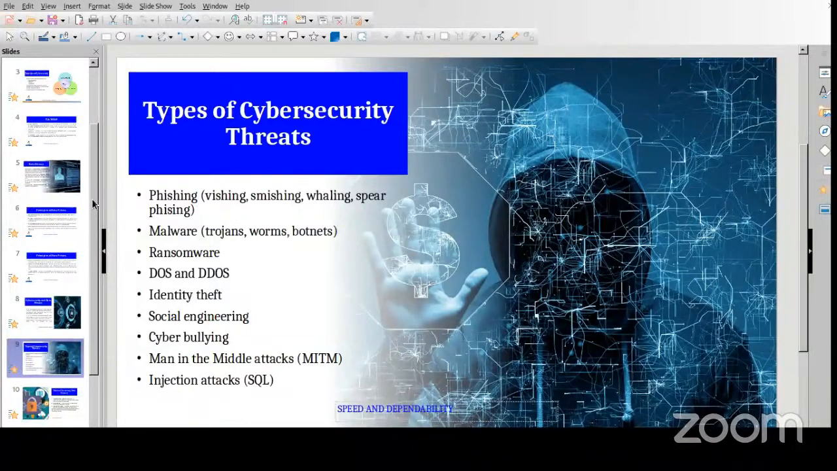So these are some of the things you should be looking at whenever you're opening emails, especially in a corporate environment. Malware is just short form for malicious software. With malware, we are trying to take over the system. Forms of malware include Trojans, worms, and botnets. So I'll explain a Trojan.